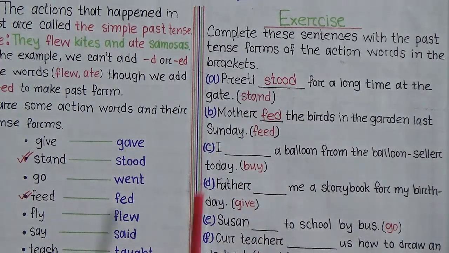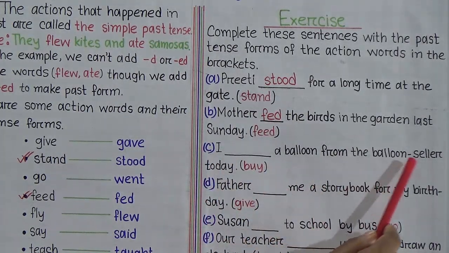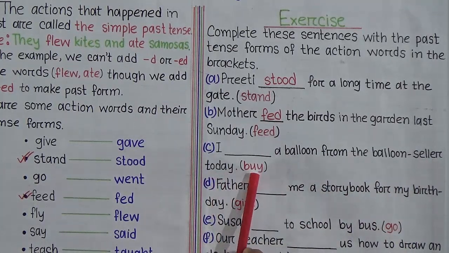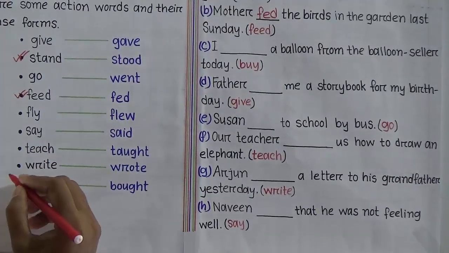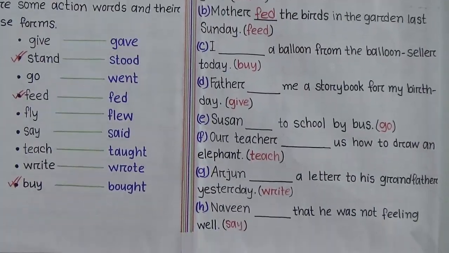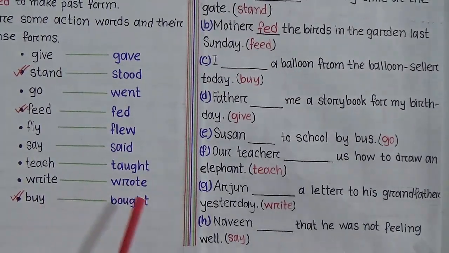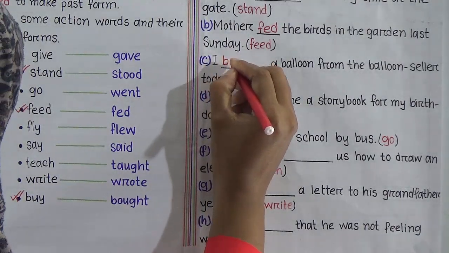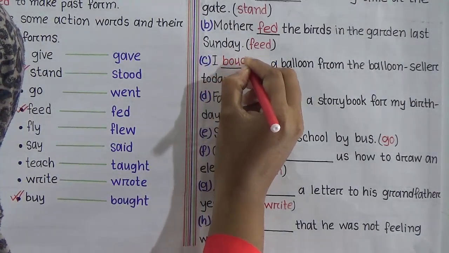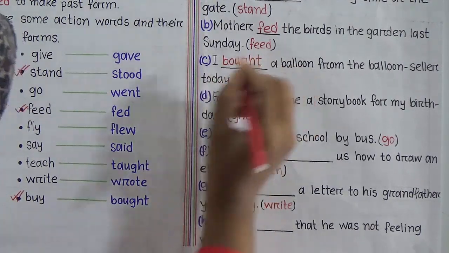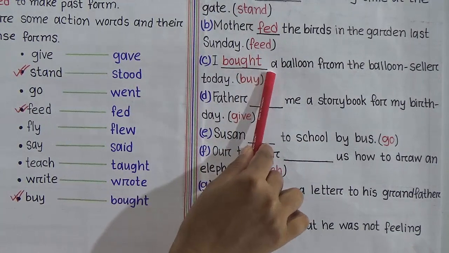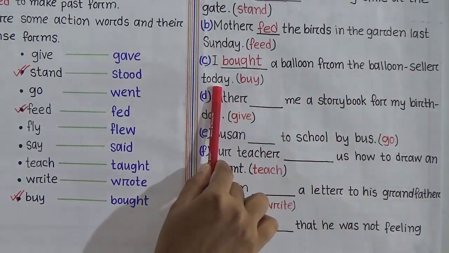Come to number C. I bought a balloon from the balloon seller today. In the gap, buy. So, you have to write the past form of the word buy. See here, the past form of the word buy is bought. Spell the word, B-O-U-G-H-T, bought. So, we have to write here bought. I bought a balloon from the balloon seller today.